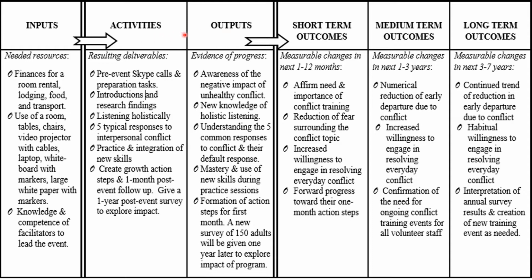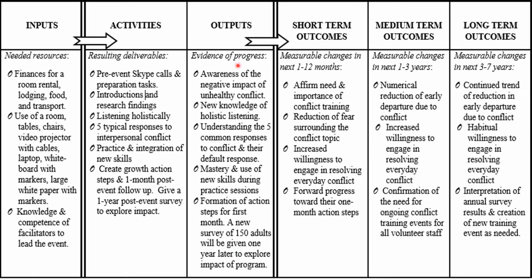As we continue with activities, these bring the desired outputs, or what is the evidence of progress? These are highlighted here as awareness of the negative impact of unhealthy conflict, new knowledge about listening, understanding the 5 common responses, mastering the new skills and practicing it, and then creating action steps that they will do during their first month. Later, we will do a new survey of a different 150 adults just to explore the impact of this program.